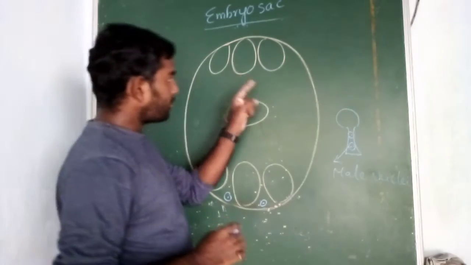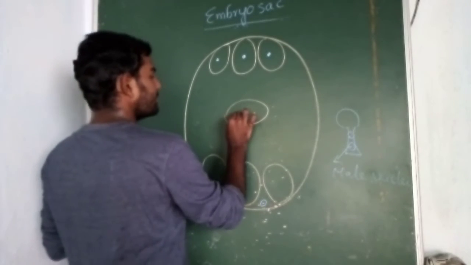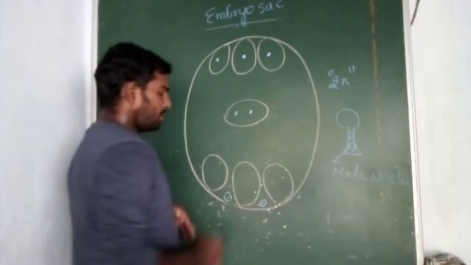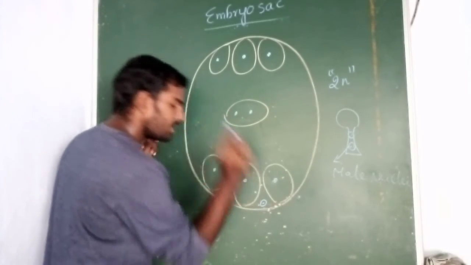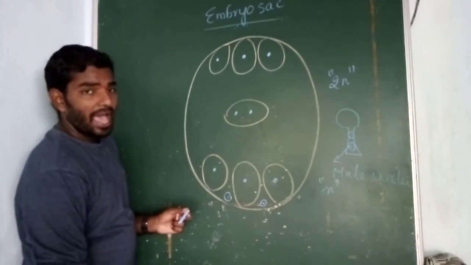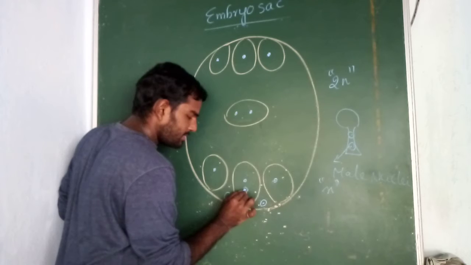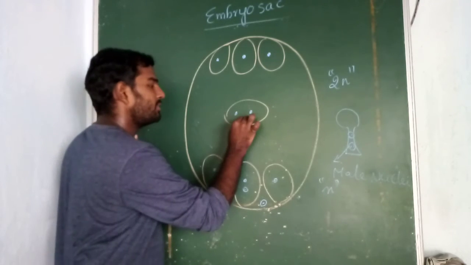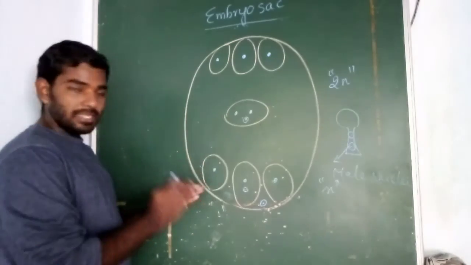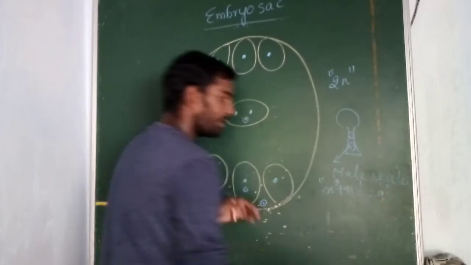Already, each antipodal has one nucleus, all in haploid condition, and the central cell has two nuclei, which is 2n, diploid condition. The synergids each have a single nucleus, and the egg cell has a single nucleus, haploid condition. The male nucleus is in n condition, haploid condition. One of the nuclei comes and binds with the egg cell, and the other goes and binds with the central cell. So one male nucleus binds with the egg cell containing a single nucleus. Now the condition is n plus n equals 2n, diploid condition.